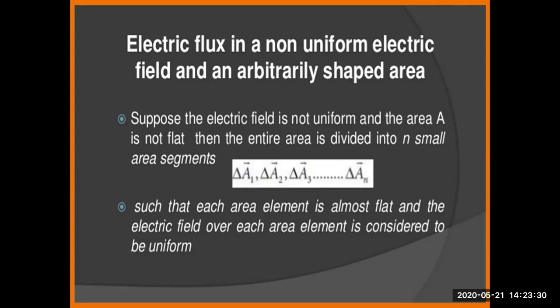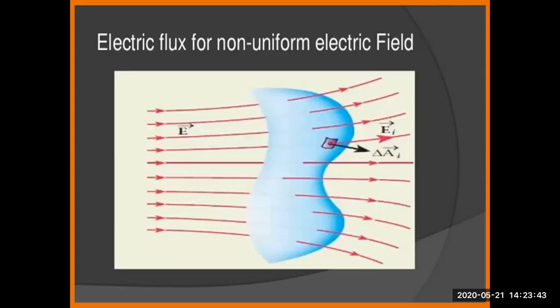Sometimes we are calculating the electric flux of a body which is in irregular shape, and we will have to divide it into smaller pieces, delta A, n pieces. Look at this. This is the irregular shape. You can see the blue area, electric.